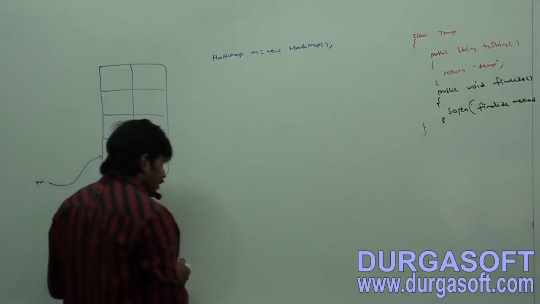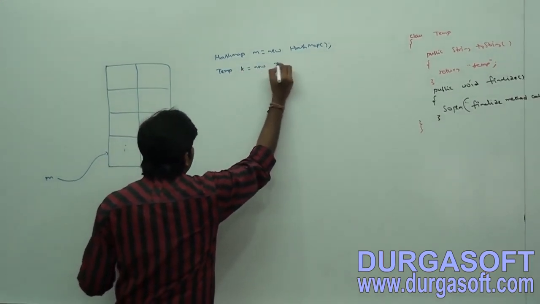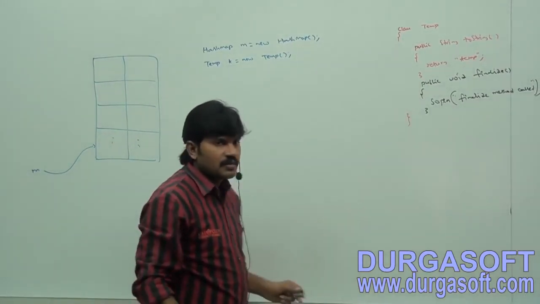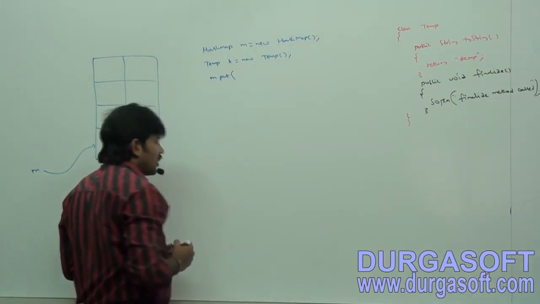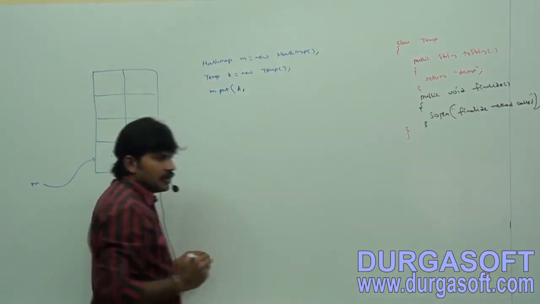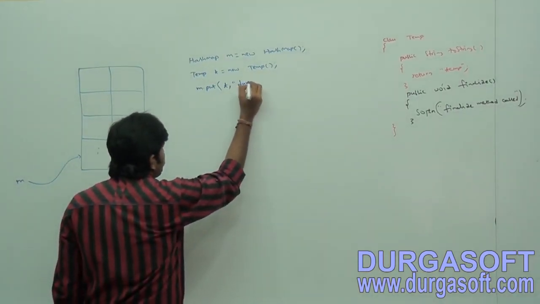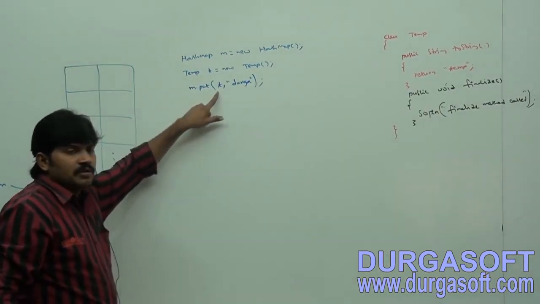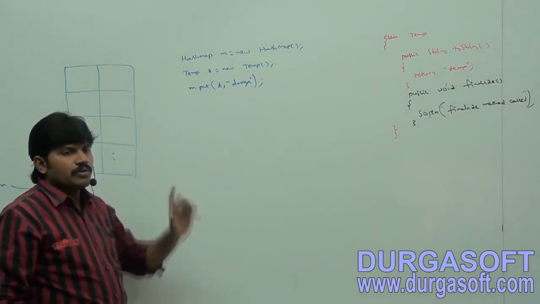Now let me create one temp object. Temp t is equal to new Temp. Sir, I created an object of this class, the Temp class. Now m.put(t, "Durga"). Here t is the key and the value is Durga. Because the key can be any type of object, and the value can be any type. Of course, in this case, the temp object is the key, Durga is the value.